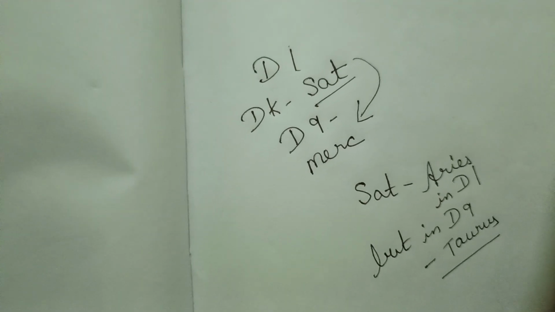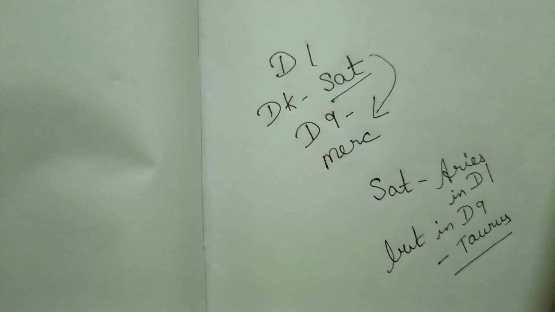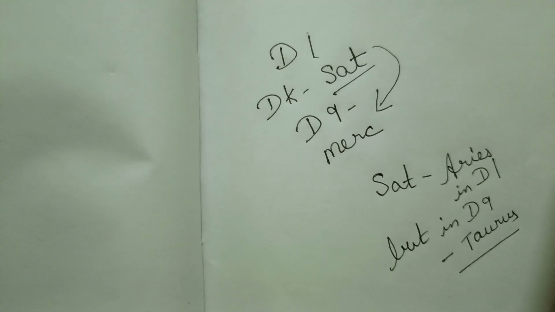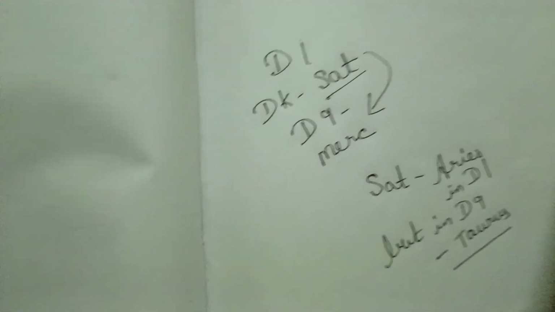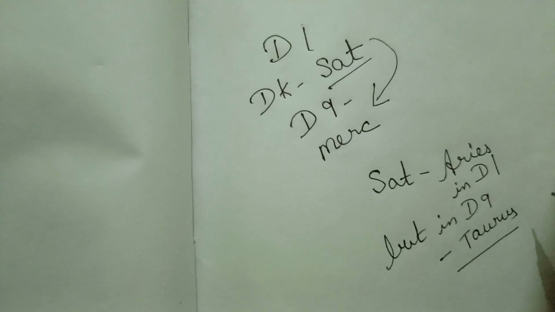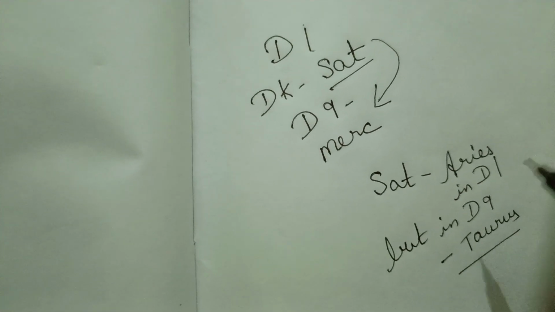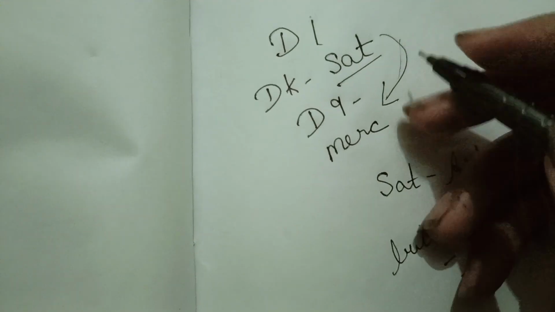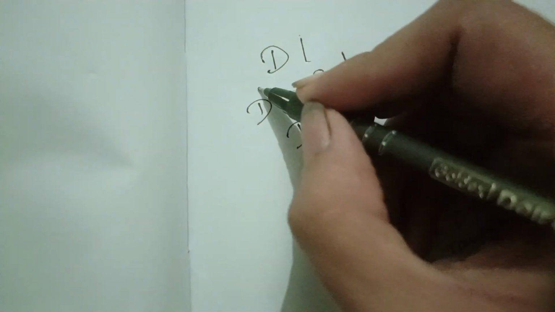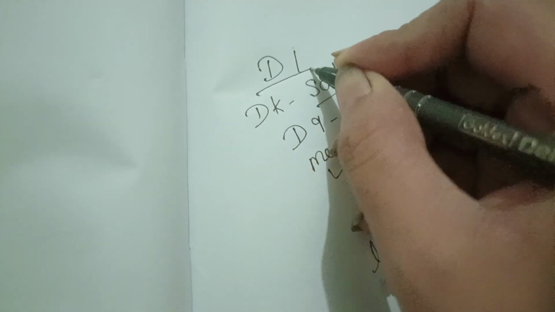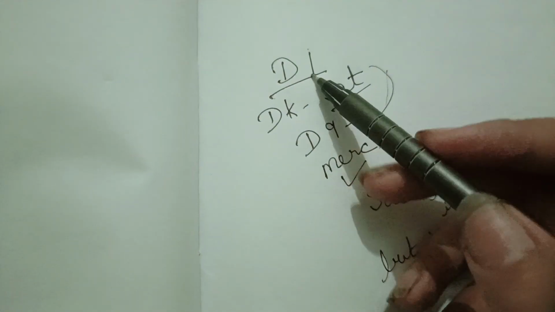D9 tells you a deeper picture, what will happen after marriage, and a deeper understanding of a particular planet, whether it is strong, weak, or what results it is giving. So this way you can check. But the Darakaraka that you are checking in D9, this Mercury, should not be checked in D1. It has no meaning to be checked in D1.